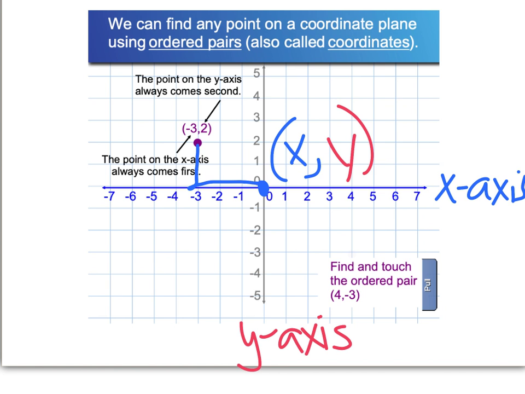Did you find it yet? So 4, -3 means, again, starting at the origin, you're going to move 4 places to the right because it's positive. 1, 2, 3, 4. And then you're going to move down 3 spaces because it's a -3. So 1, 2, 3 from there. And so this coordinate pair is describing that point in that location.